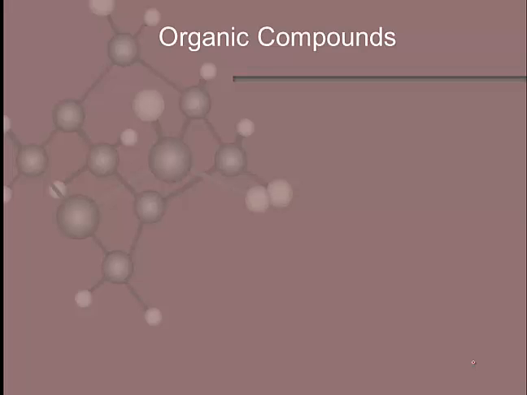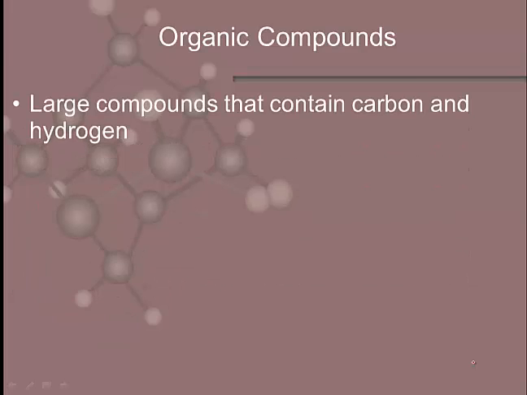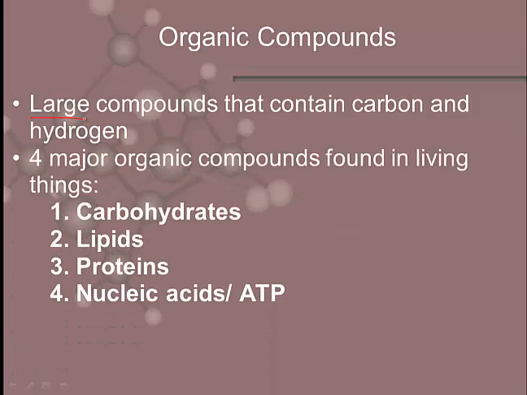All right, now when we talk about what your body's actually made of, we're actually talking about organic compounds. Organic compounds are large compounds, and they have both carbon and hydrogen in them. When you hear about organic, you usually think of organic as carbon containing. But there are some inorganic molecules like carbon dioxide. So if you have carbon and hydrogen together, you have an organic compound.